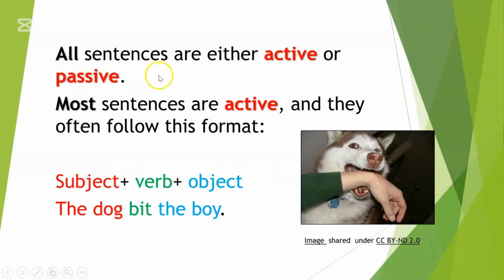Now, all sentences are either active or passive. Most sentences are active, and they often follow this format: subject, verb, object. The dog bit the boy. Subject, verb, object.